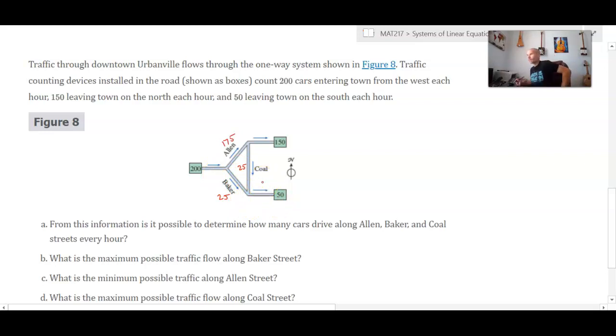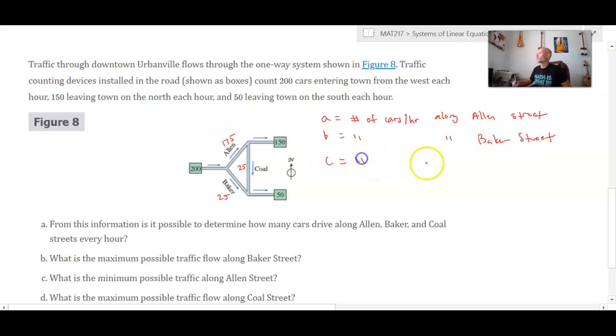And now notice that the number coming from Cole Street and Baker Street, those sum up to 50 as they come in. So let's go ahead and define our variables. I'm going to use A, B, and C here, I think. A is the number of cars per hour along Allen Street. Okay. And then we have B as the number of cars, let's say, along Baker Street. And C is the number of cars driving along Cole Street.